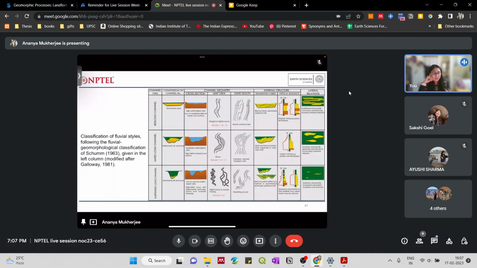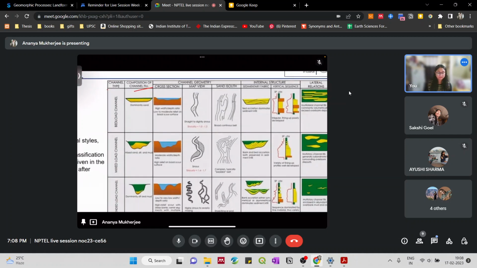This is a table where you can understand the different kinds of channel styles based on your channel type, then the kind of fill, what is the composition of channel fill, as in the types of sediments that are found. Then you have the channel geometry, the internal structure and the lateral relations. So let's go one by one.